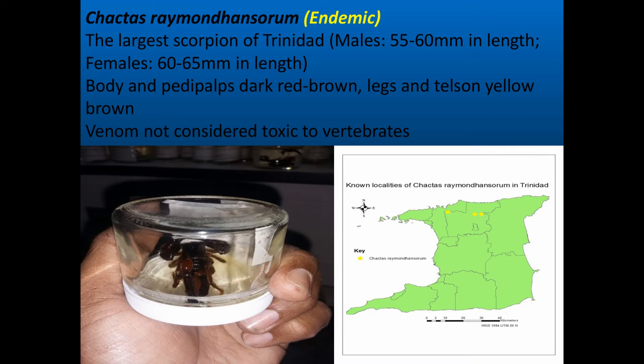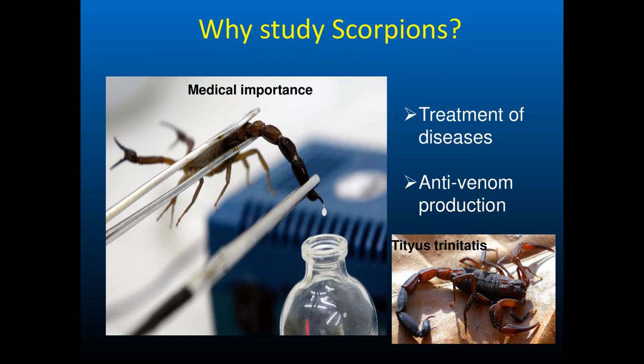Right, so why are these scorpions of medical importance? Treatment of diseases. Scorpion venom is used to treat cancers. It even has application for heart surgery to remove unwanted tissue around scarring when you actually perform surgeries, and it has applications for Alzheimer's disease as well. So there's a lot of applications for the venom.